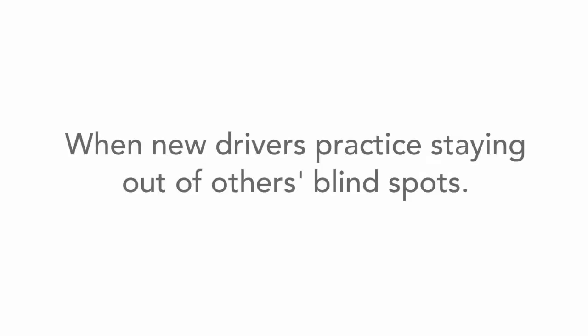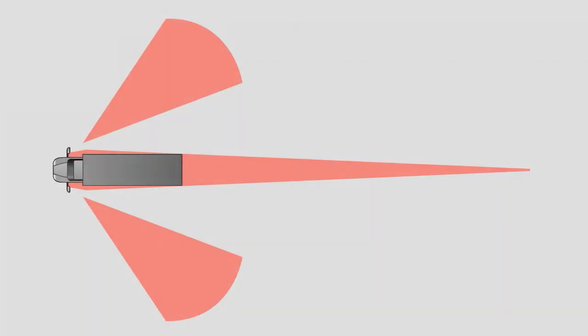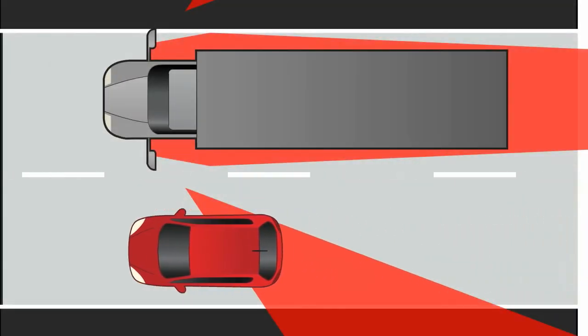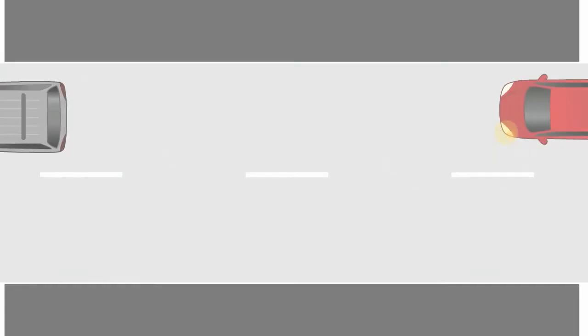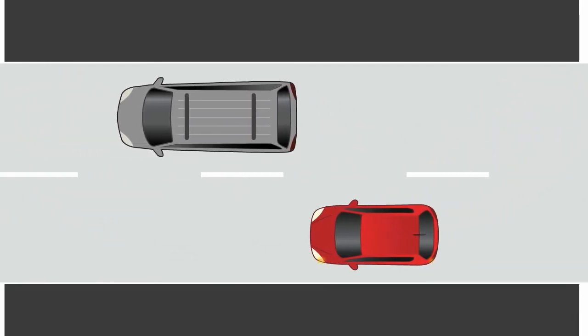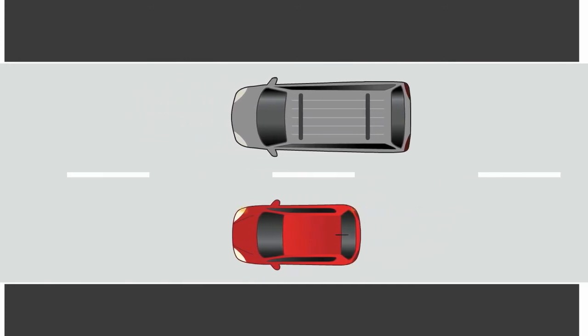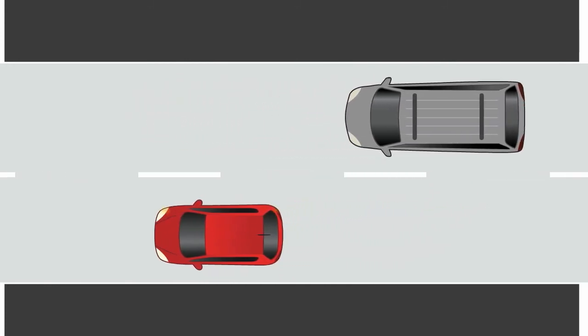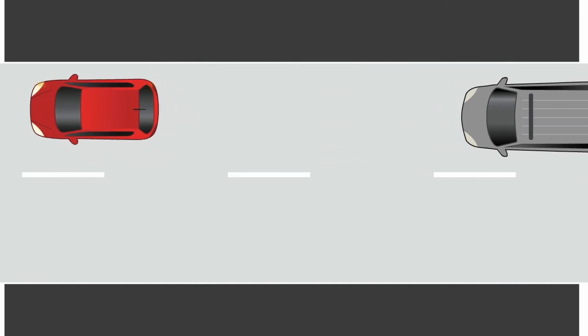There are a few common errors you'll need to watch out for when new drivers practice staying out of others' blind spots. Teen drivers might not recognize that trucks have bigger blind spots than cars. Remind your teen how to safely drive by trucks and buses. Teens may forget to use their signals, lights, or brake lights to signal intentions to other vehicles, especially when trying to pass. Instruct the new driver to communicate to other vehicles on the highway so there is no confusion.